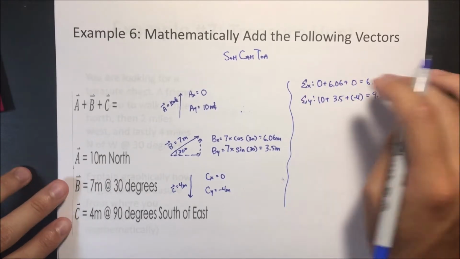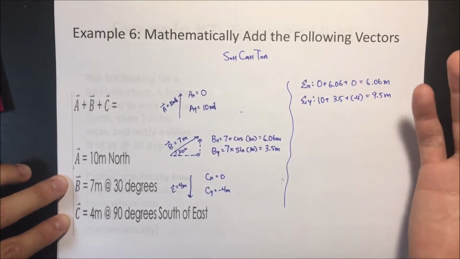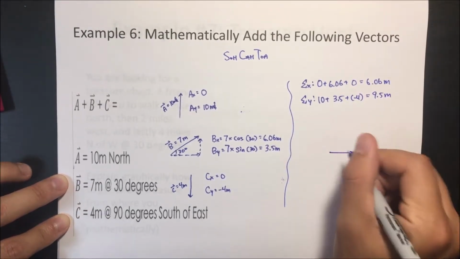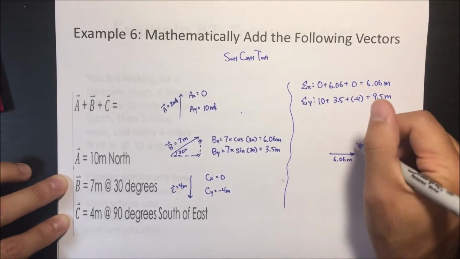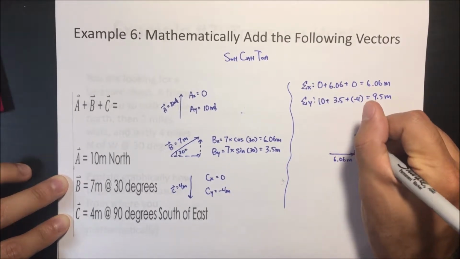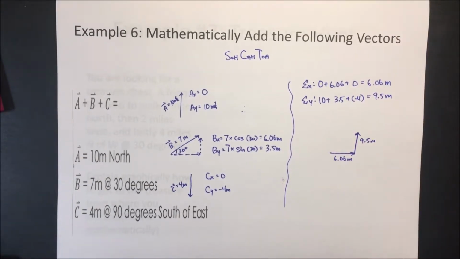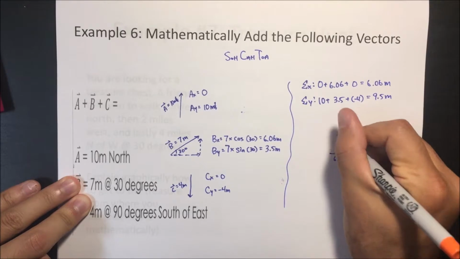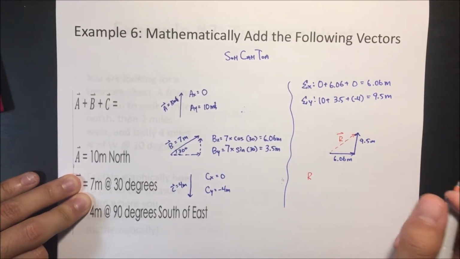Once we find the total in the x direction and the total in the y direction, now we make another triangle, and this is to find the resultant vector. So we know the resultant vector is going to be 6.06 meters to the right or east, and then 9.5 up or north. And again, you want to draw the resultant vector a little bit differently, so I'm going to make it just dotted like that.